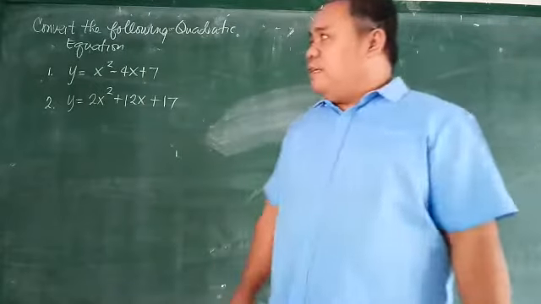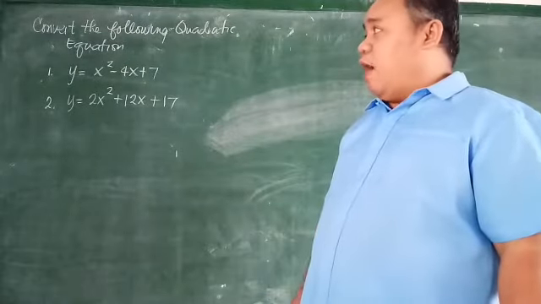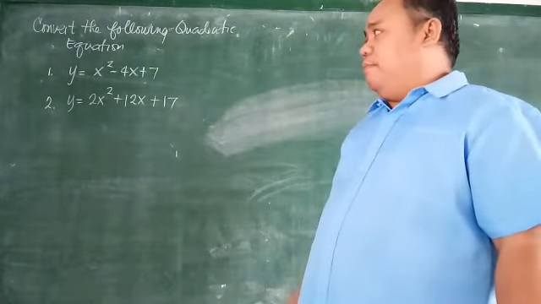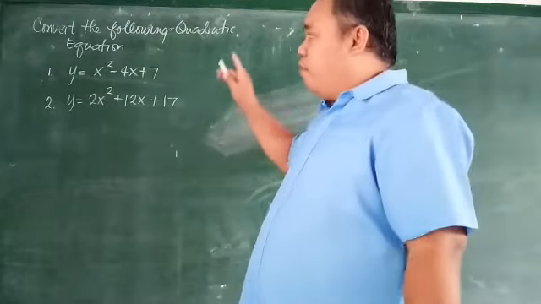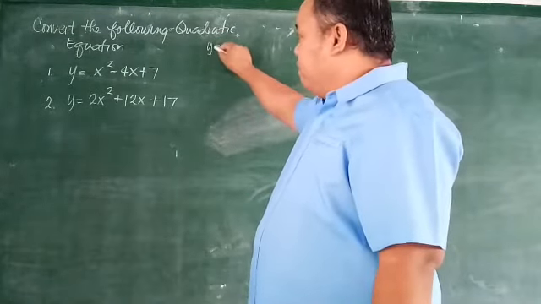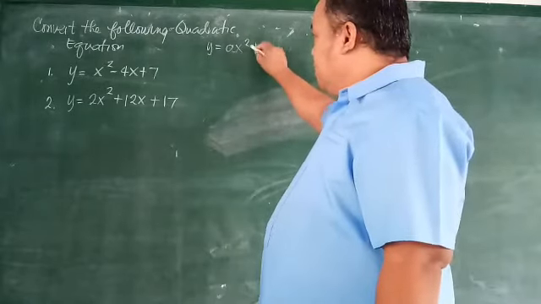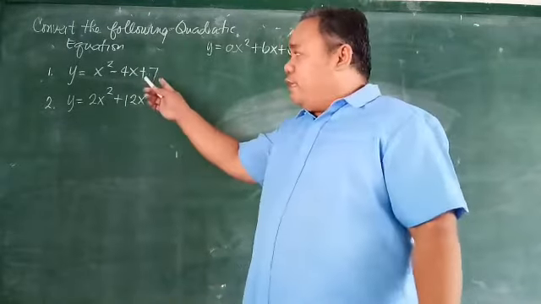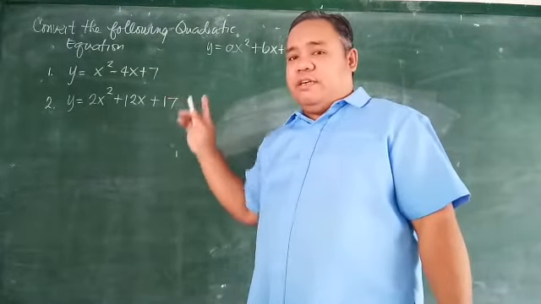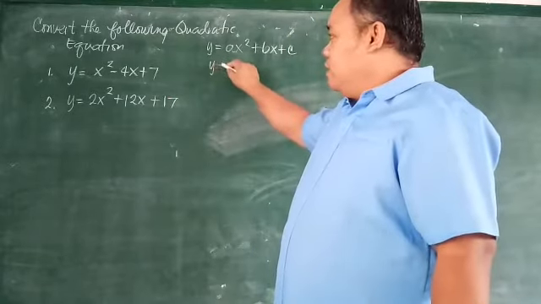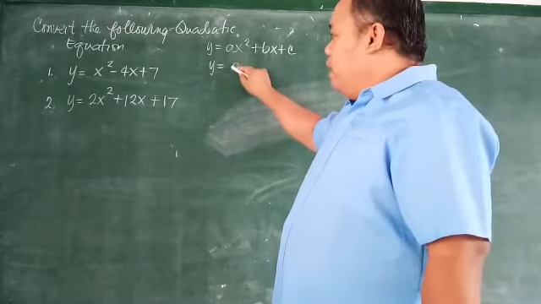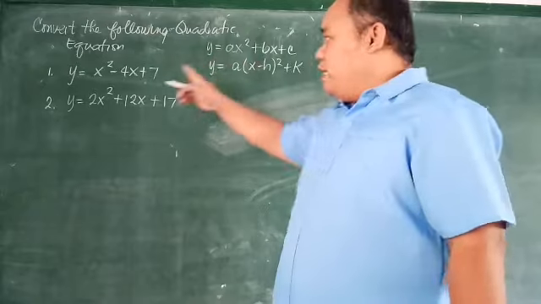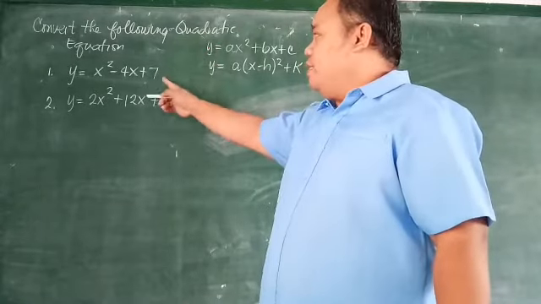The first topic that we're going to discuss today is all about how to convert the general form of a quadratic equation into standard form. Now, remember, the general form of a quadratic equation is y equals ax squared plus bx plus c. If we're going to convert this general form into standard form, the standard form is y equals a times (x minus h) squared plus k. So this is the form we will convert it into.